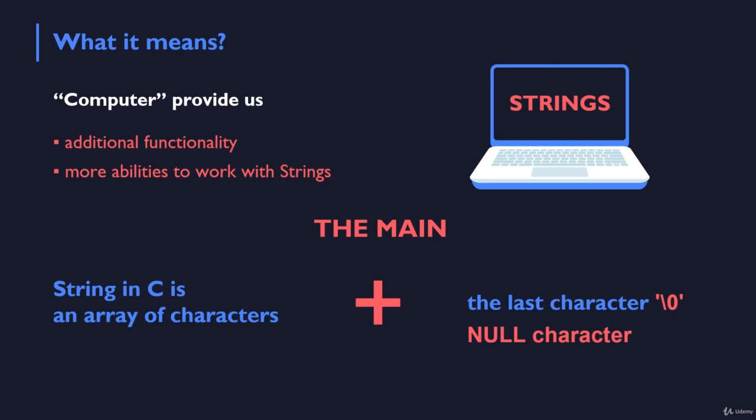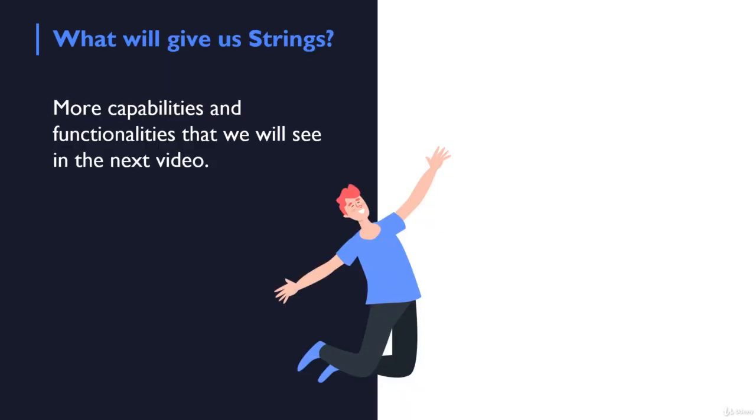So what will it give us if we use strings? Once we've added the null character to the end of the characters array, the computer may treat this array as a string, and this may provide more capabilities and functionalities that we will see now in this section. So I hope you understood everything from this video. What is the difference between an array of characters and a string in C programming language? And we can basically say that this is it for this video.